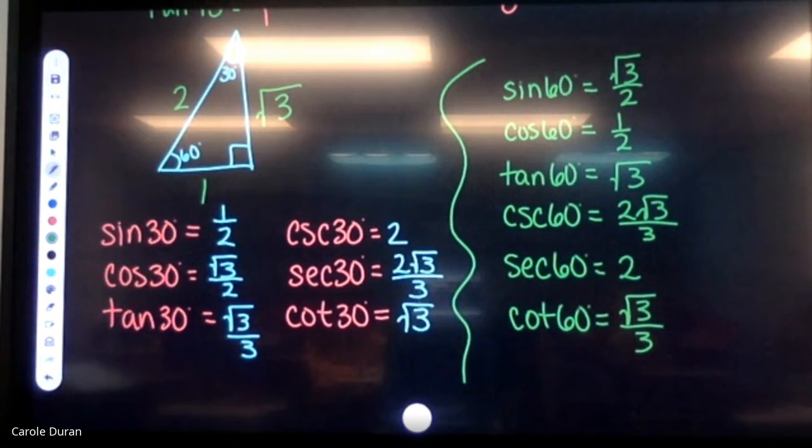Anybody have any major questions, concerns, or issues with identifying the trig ratios for these special right triangle angles? We're okay? So of course, we're going to go ahead and do an example next, because why not?